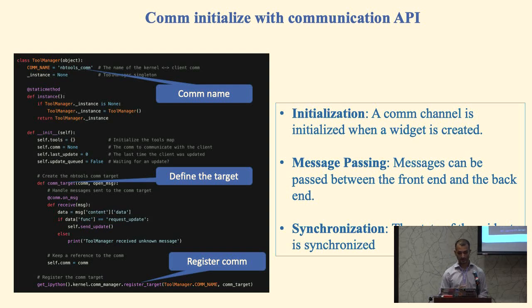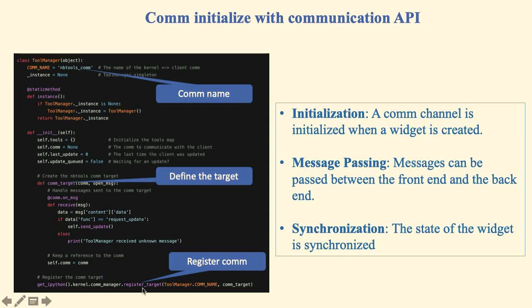The next step is you have to define a communication channel that passes messages between the front end and the back end. So here we define a tool manager which fetches all the tool JSON objects from the Galaxy server, and we register a target. The target is a function which is responsible for sending a message across the front end and the back end, and then you register this target to the communication channel.